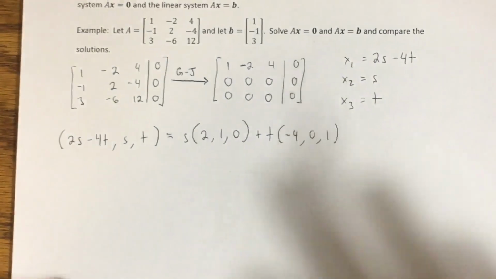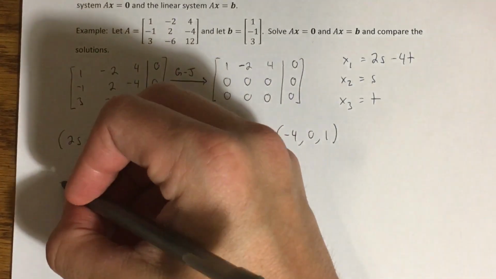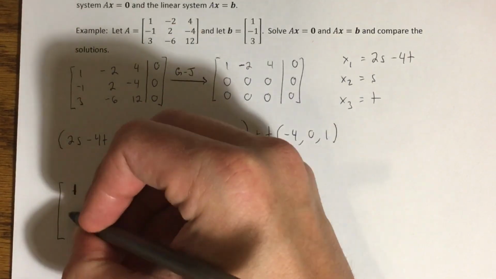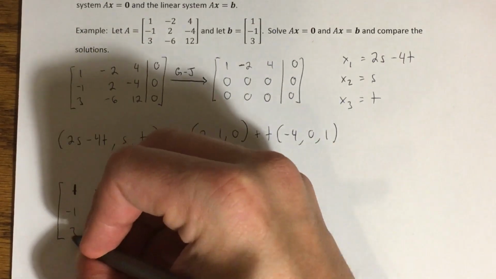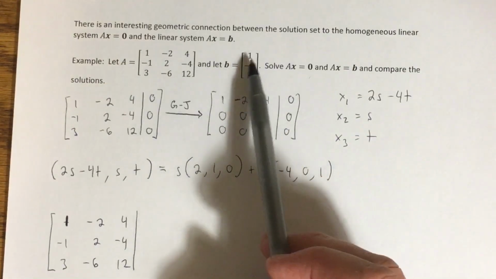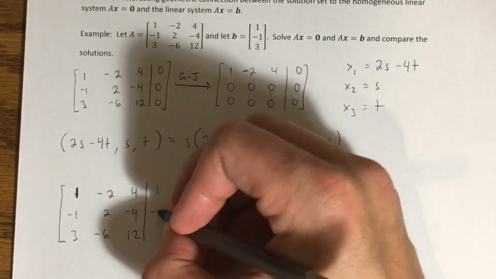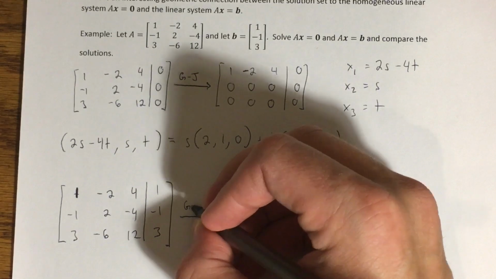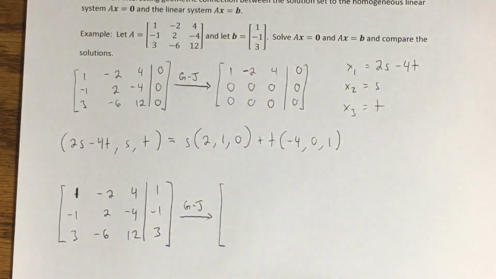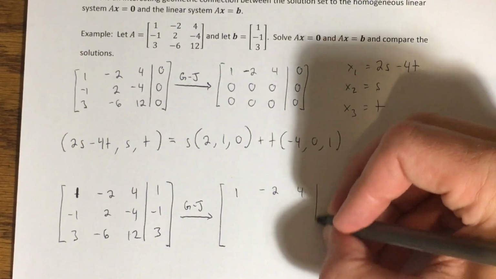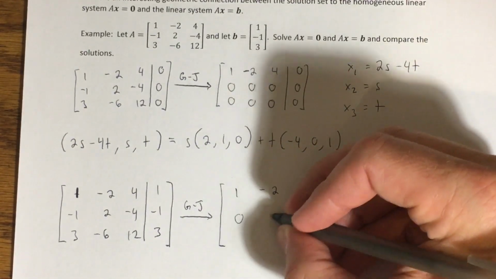Now let's look at the other system of equations. 1, -2, 4, -1, 2, -4, 3, -6, 12. And this time it's not homogeneous. I'm going to use this column vector 1, -1, 3 for my constants, and I'm going to use Gauss-Jordan again. If I perform the same 2 row operations that I did up here, I'll get rows of zeros down here, and my system ends up looking like this. I'll have zeros here and here.